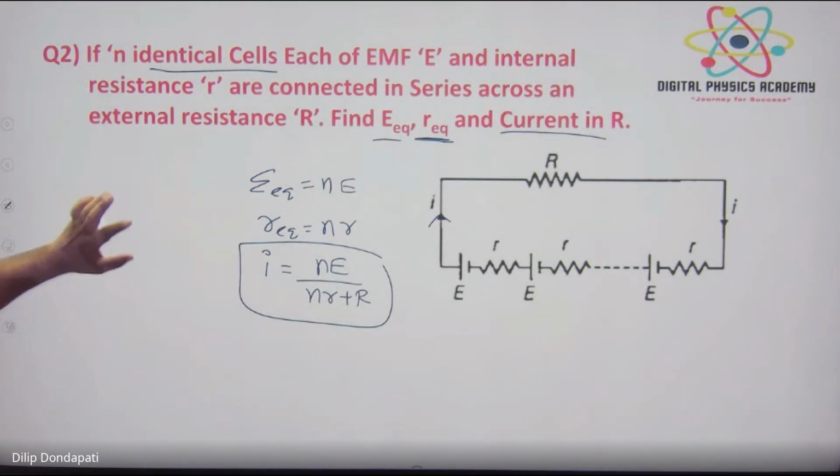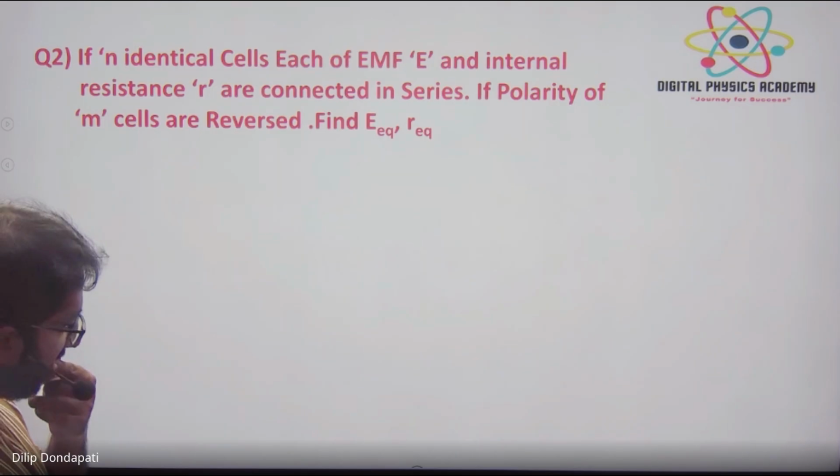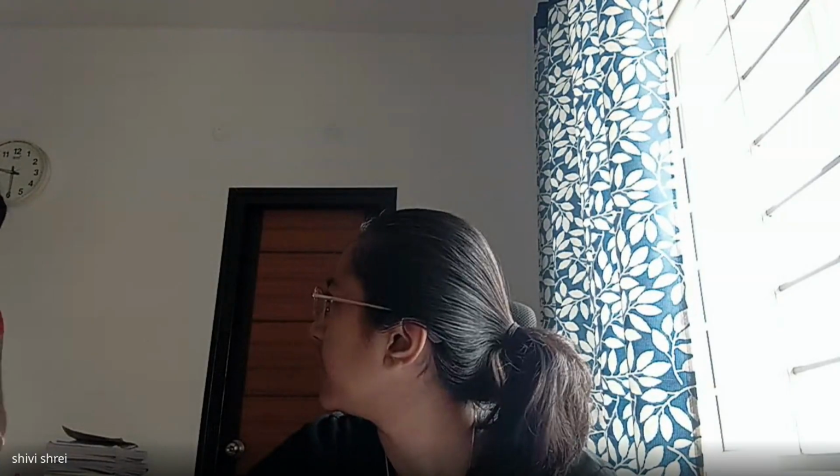Now let's see a challenging question. Will you do the challenging question? Okay. Most of the people will make a mistake. Try it. N identical cells, each of EMF E and internal resistance r, are connected in series. If the polarity of M cells is reversed, then find the E equivalent and R equivalent. So N minus 2M E is E equivalent, and R equivalent is Nr.